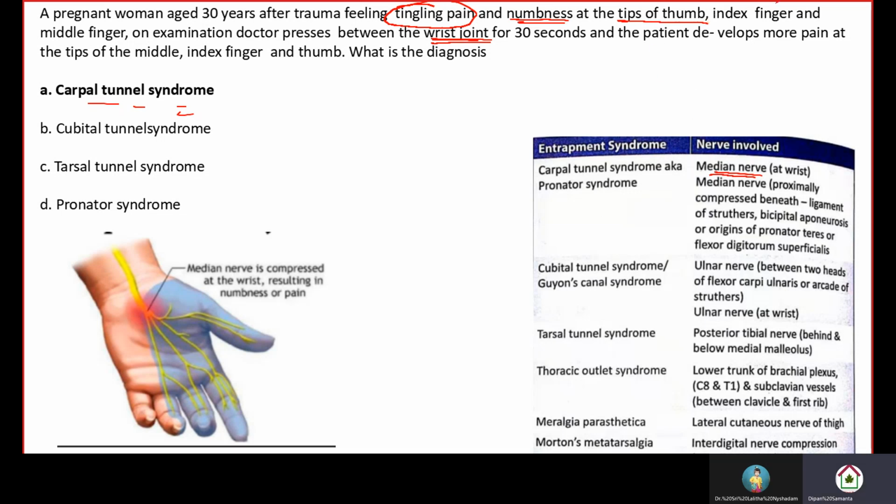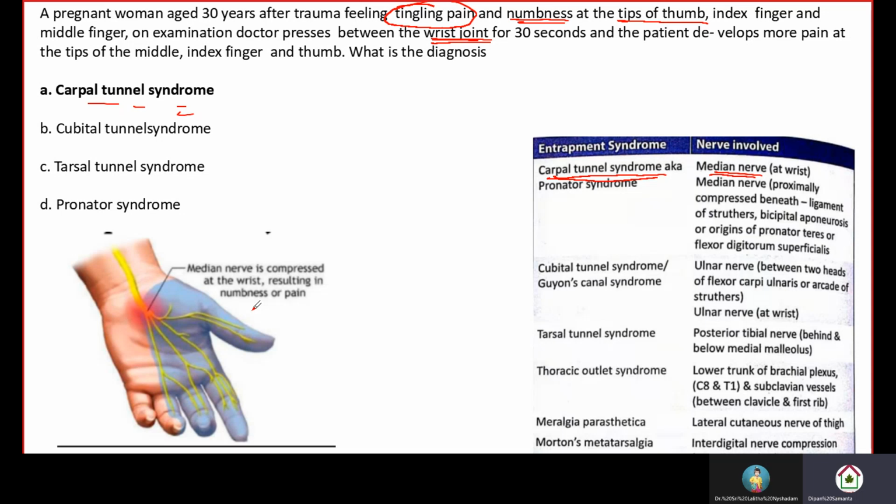These are involved. That means median nerve is involved, and median nerve is involved in carpal tunnel syndrome. It means the thumb, index, and middle finger are involved in median nerve injury or pressure, or when the median nerve is affected.